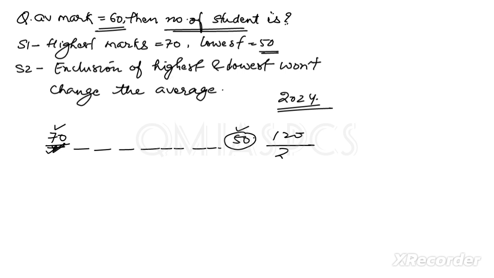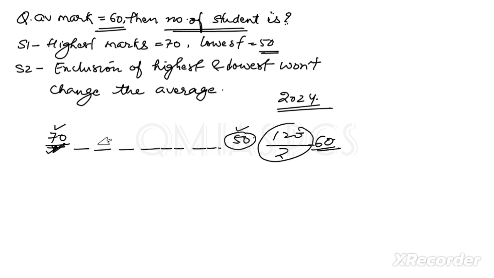One second, I think I was a little wrong here. If you remove that highest scorer and the lowest scorer, the average value will be 60. Okay, that's fine. Then the average will not change. That's right. But we have to find the total number of students. So can you say what the total number of students is?